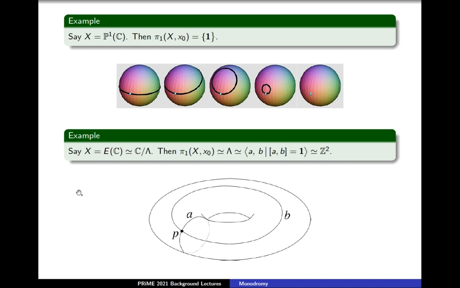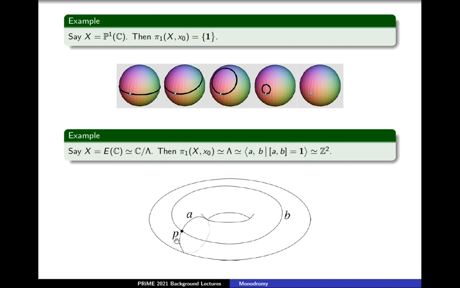Let's consider another example. Now let's take X to be an elliptic curve over C, which we know we can write as C modulo a lattice lambda. The claim is that the fundamental group of X based at a point x naught is isomorphic to this lattice lambda, or we can write that as the group generated by elements A and B with the relation that their commutator AB is trivial. And so this group is isomorphic to Z squared.